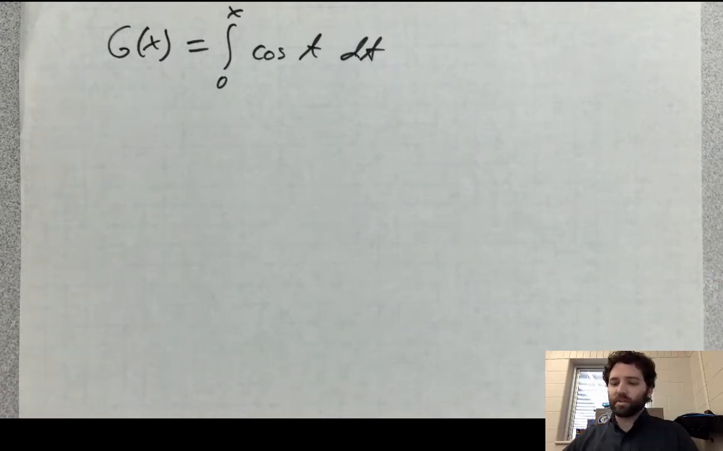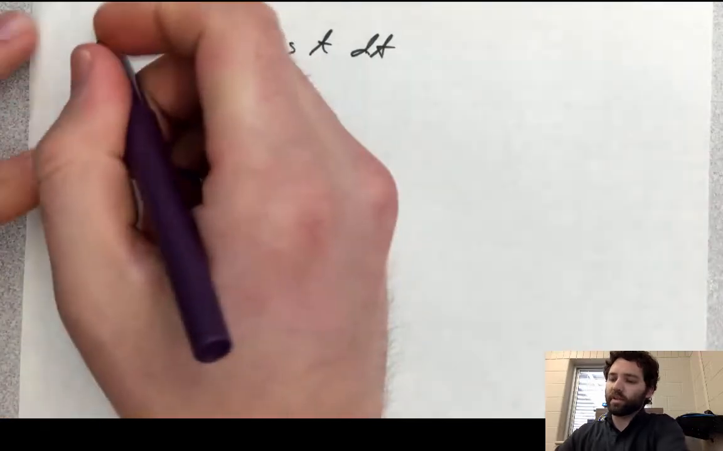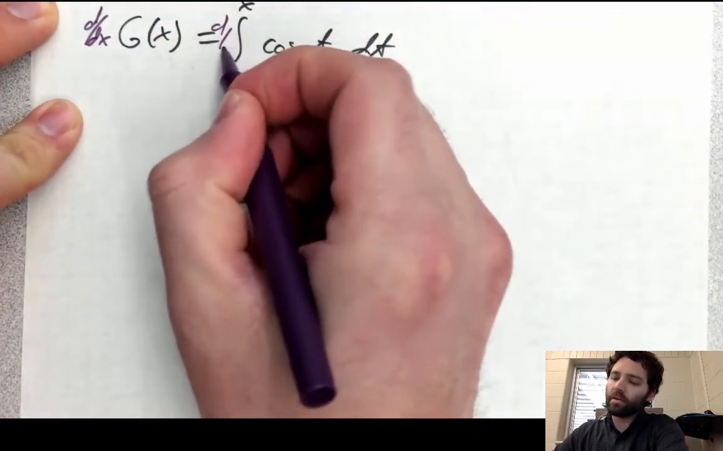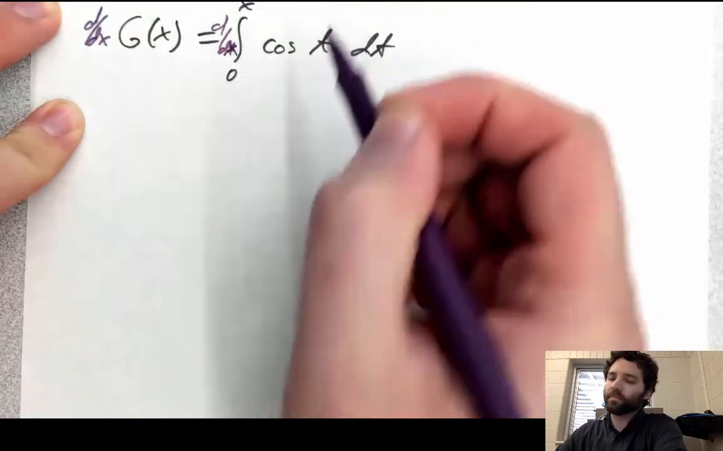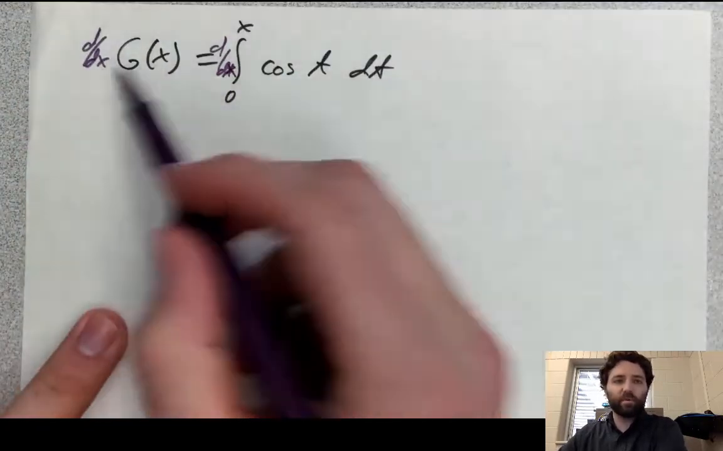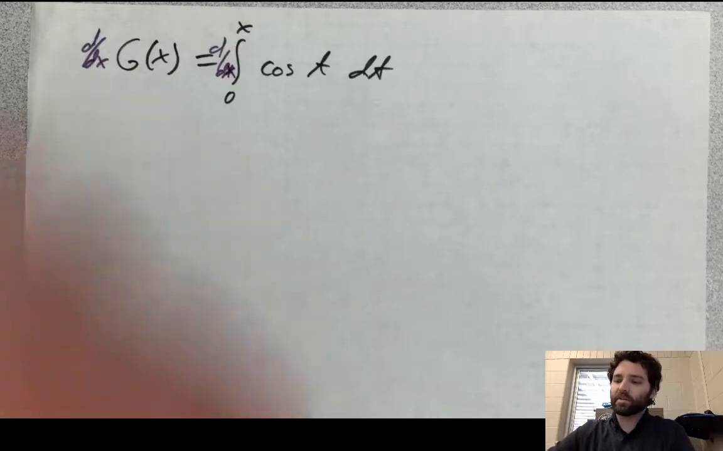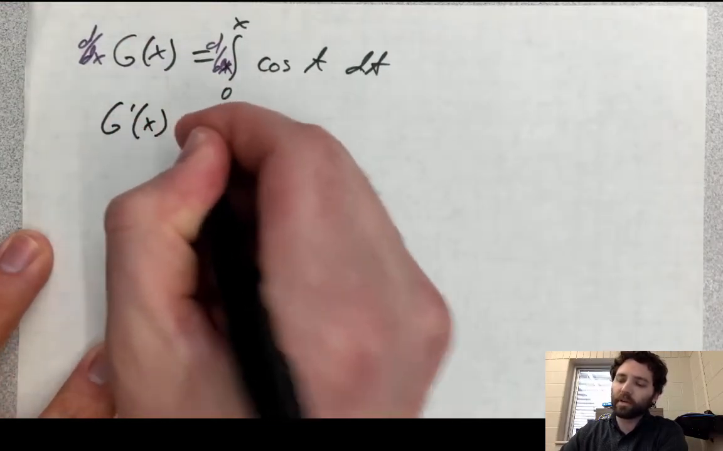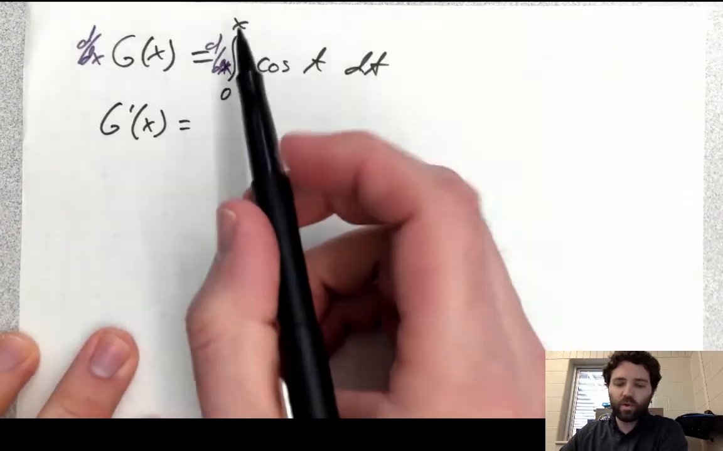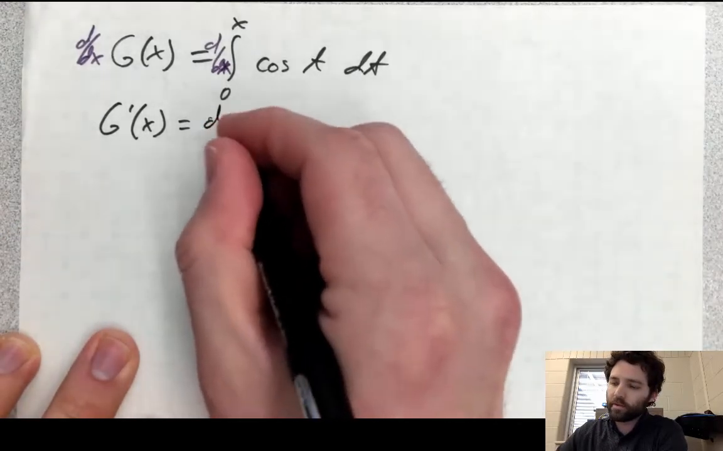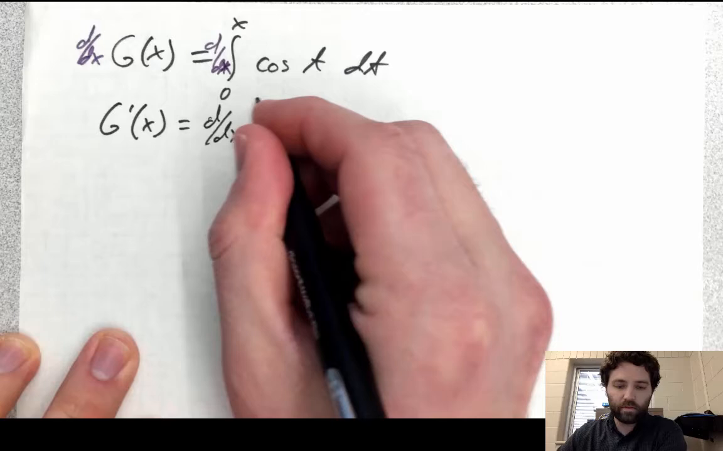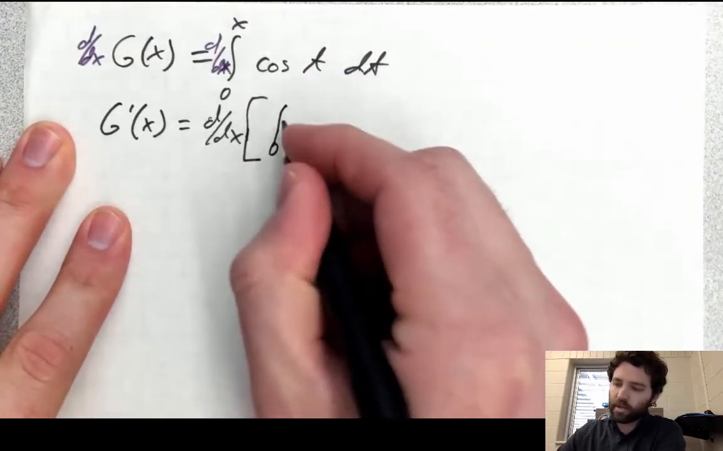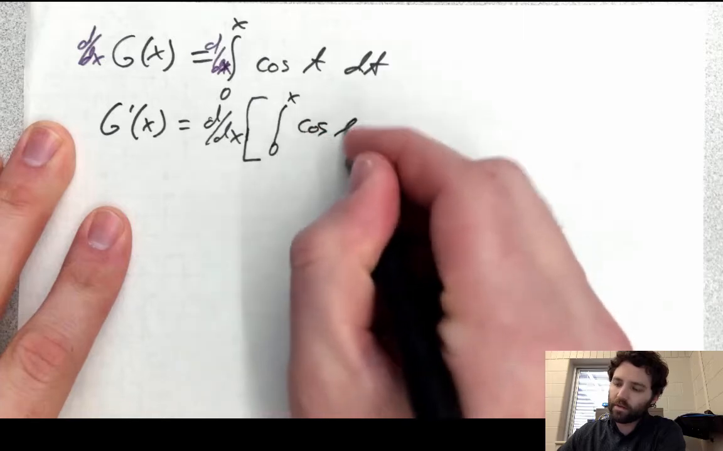So in other words, we could say, well, what is the derivative of this integral function? The derivative with respect to x of both the left and the right. Well, on the left, you would get g prime of x. We'll just write that. On the right, we get the derivative, so we'll write this out, d dx of the integral from 0 to x cosine t dt.